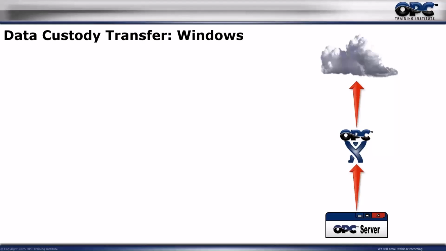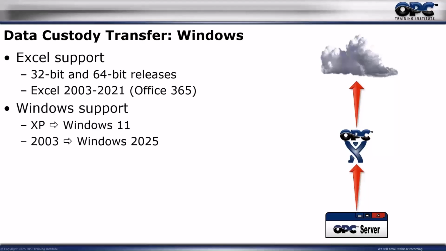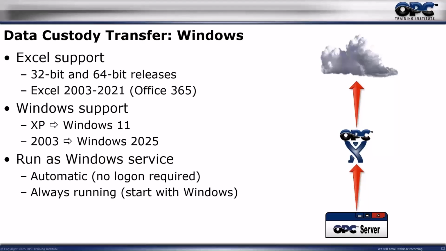When we're talking about Windows support, I talked a little bit about Excel. So Excel, we've got 32-bit and 64-bit releases. All of that is supported from Excel 2003 all the way to Office 365. And as far as Windows support, you get Windows XP to Windows 11 if you're using Workstation, or if you're using Windows Server 2003 all the way to Windows 2025.